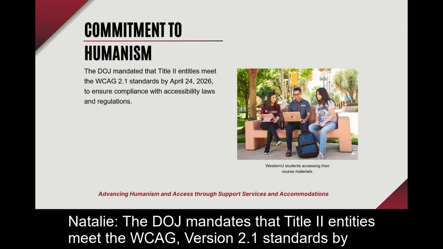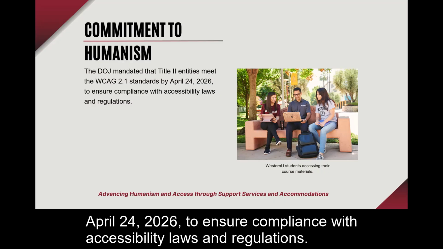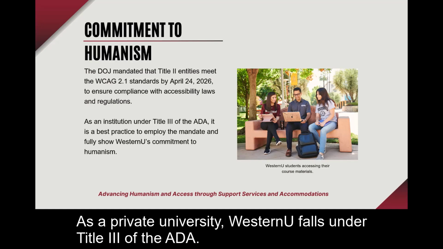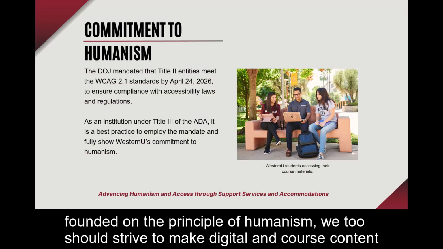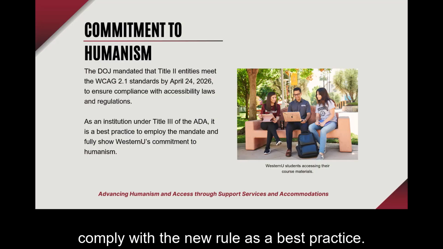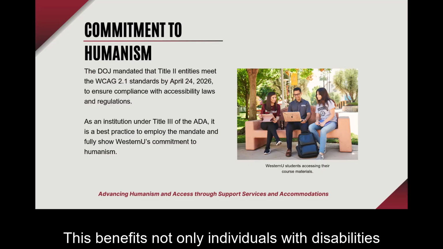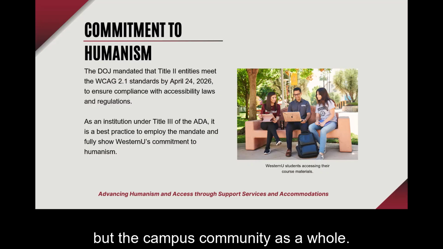The DOJ mandates that Title II entities meet the WCAG version 2.1 standards by April 24, 2026 to ensure compliance with accessibility laws and regulations. As a private university, WesternU falls under Title III of the ADA. While WesternU is not yet specifically required to meet the 2.1 standards, as an institution founded on the principle of humanism, we too should strive to make digital and course content comply with the new rule as a best practice. This benefits not only individuals with disabilities, but the campus community as a whole.